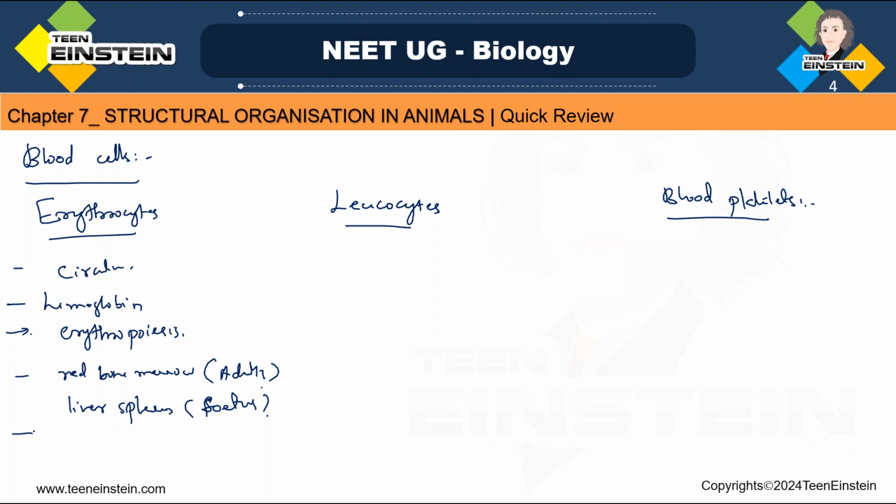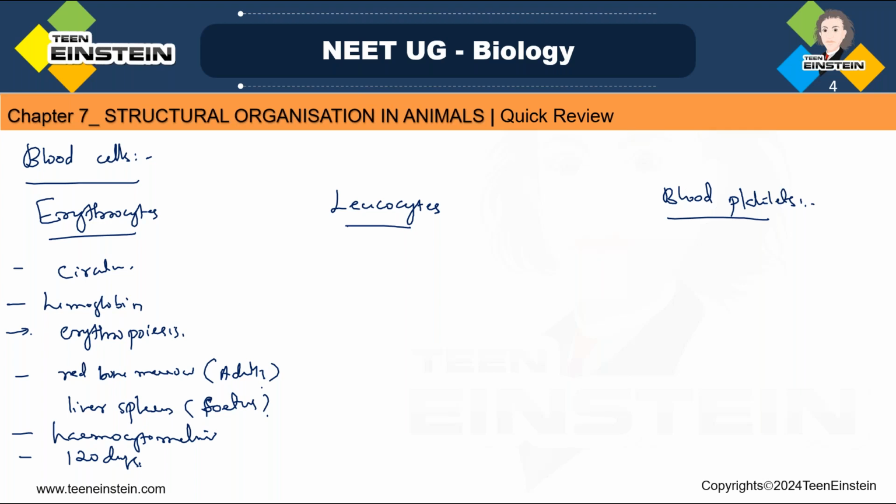And this RBC, how can we count this RBC? By using a hemocytometer. We can count RBC. And the lifespan of RBC is 120 days. In rabbit, it will be 80 days, and in frog, it will be 100 days. Okay, so that's about the RBC.